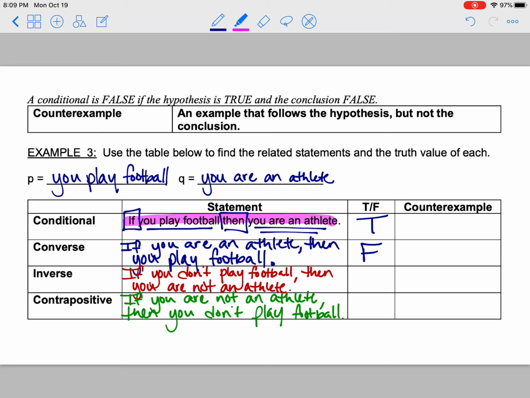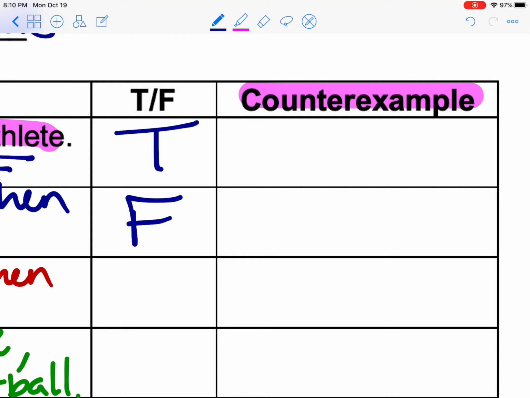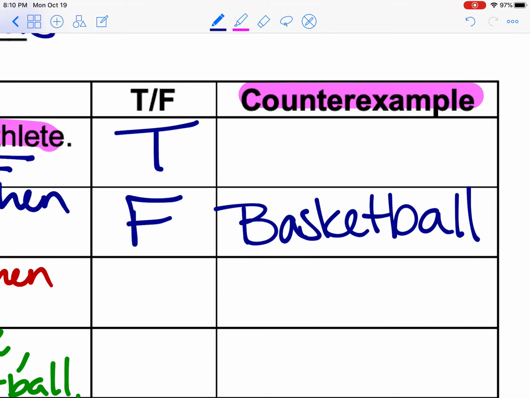And that's where we get into our counterexample here with this definition. A counterexample is an example that shows why a statement is false. And so you cannot just say, well, they don't play football. That's not the only thing. You have to be very specific. Counterexamples are very specific. It's not a because I said so moment. It's not a because this happens. It has to be super specific. So if it says, if you are an athlete, then you play football, well, that's false because you could play basketball. That would be a counterexample.